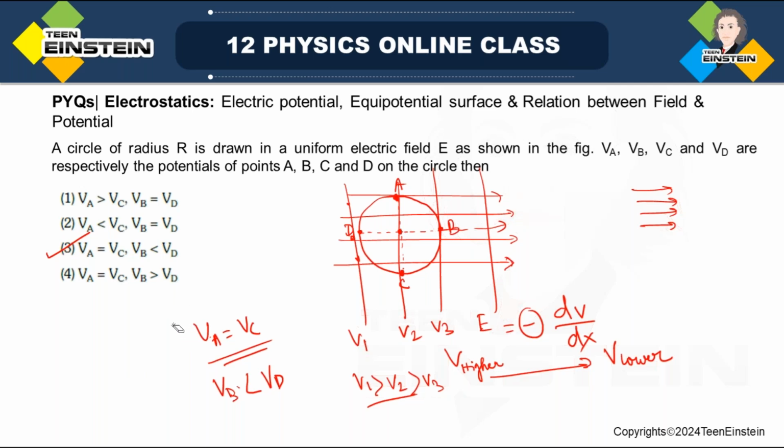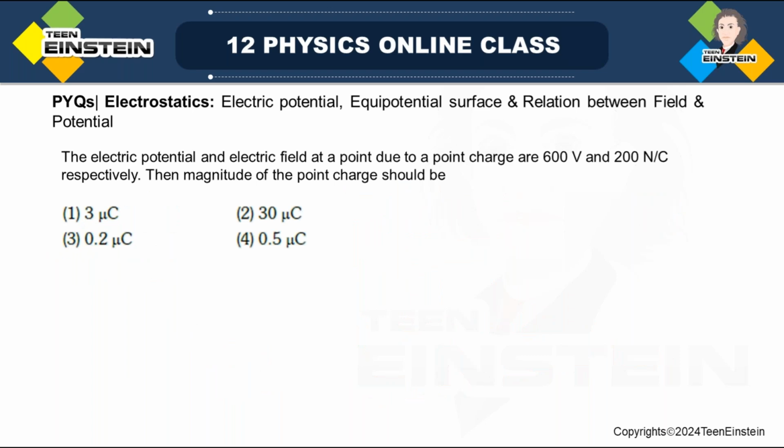All right, let us go to the next problem. This is also a very, very interesting problem. The electric potential and field at a point due to a point charge Q are given. At a single point P, let us say the distance is R. Here the potential and field both are given.